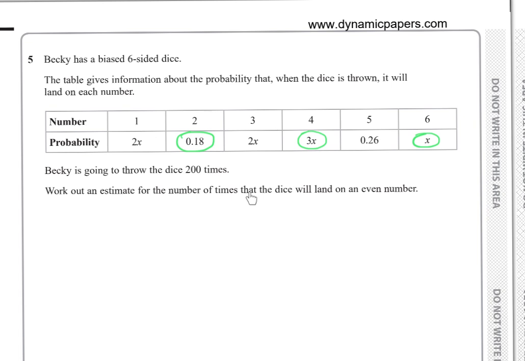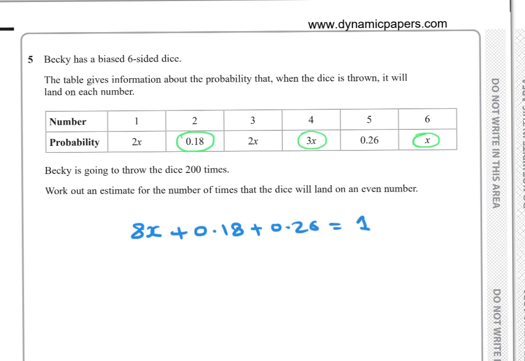But to find the probability of an even number, we need to find x. How to find x? The sum of all probabilities equals 1. So we can find x from this equation. Add all and equate to 1. 2x plus 2x plus 3x plus 1x. 2 plus 2, 4 plus 3, 7 plus 1, 8. So 8x plus 0.18 plus 0.26 equals 1.